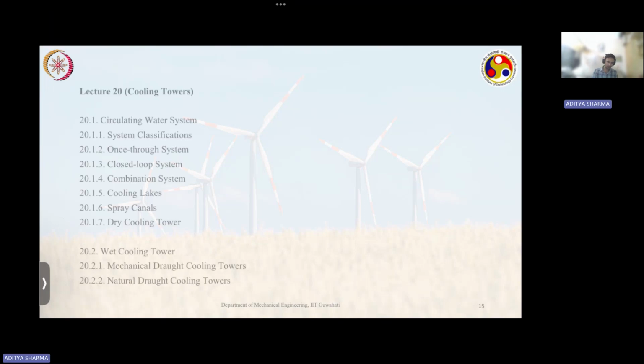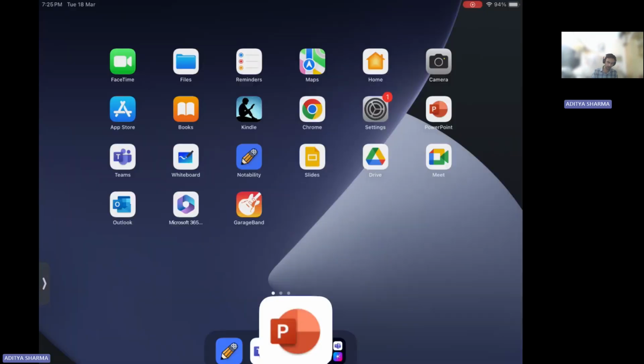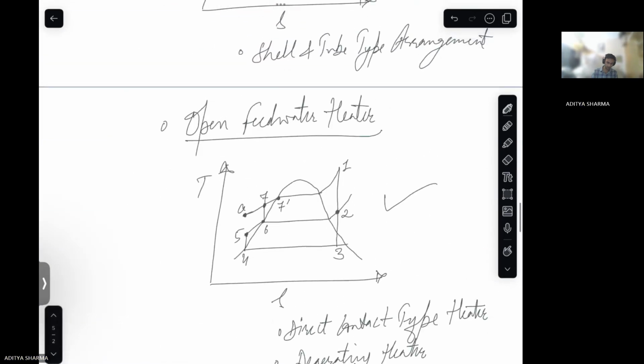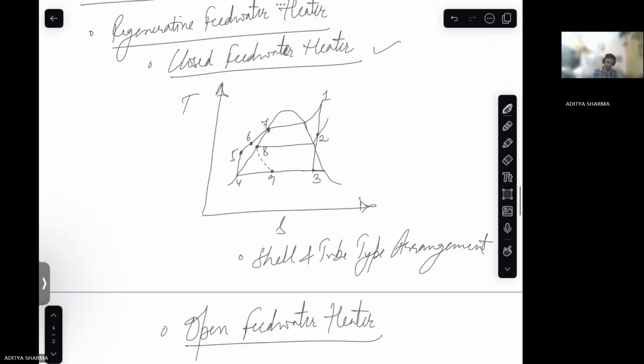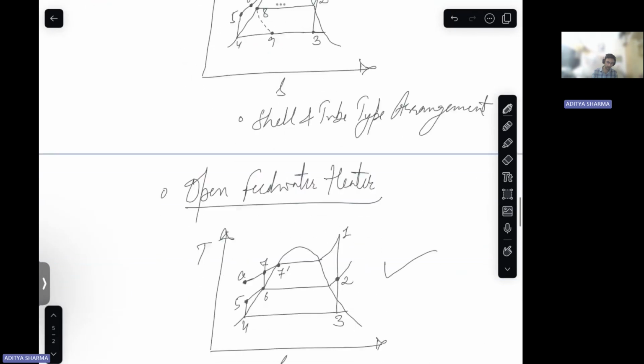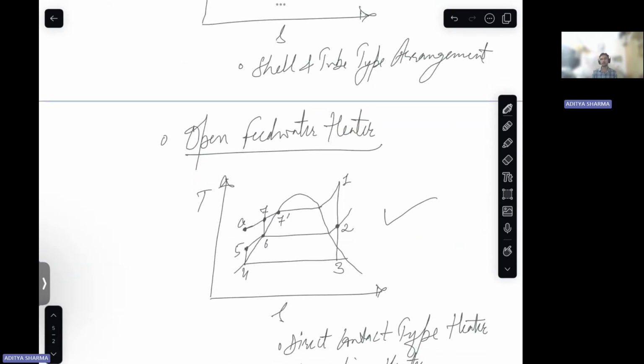So I think this was it about your feed water heaters. But this you should remember, these two diagrams for your closed feed water heater and your open feed water heater. So these are important to visualize everything about your feed water heaters.